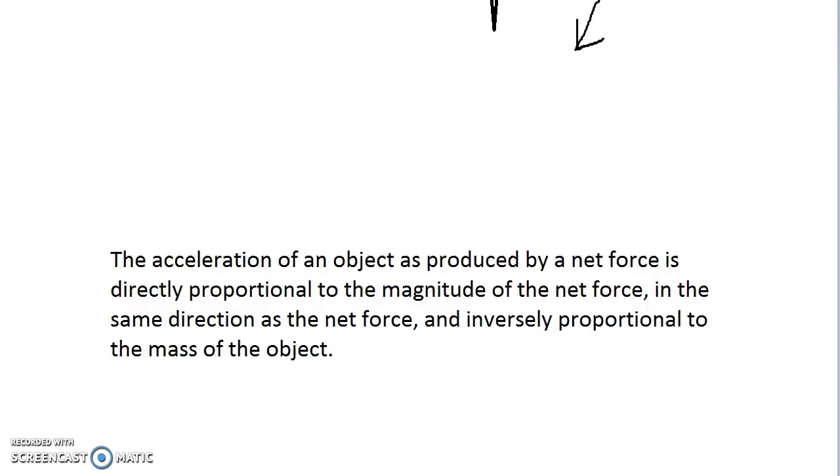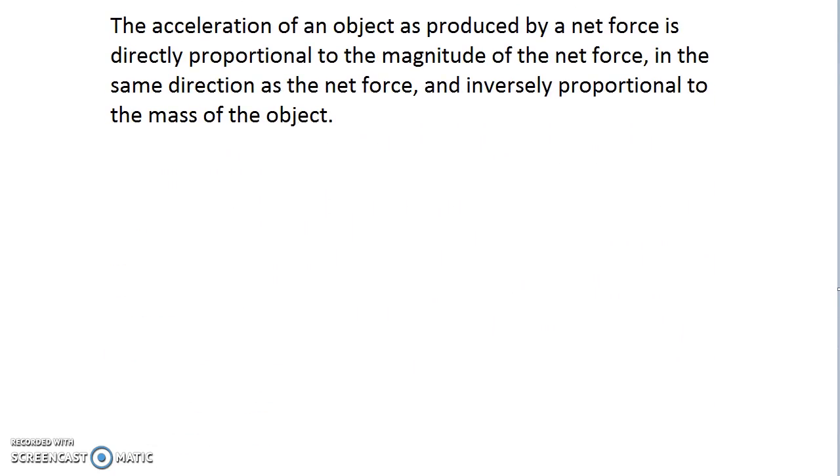So let's move on to the second law. The acceleration of an object as produced by a net force is directly proportional to the magnitude of the net force, in the same direction as the net force, and inversely proportional to the mass of the object. So really all this is saying is that F, or force, equals the mass of an object times its acceleration.